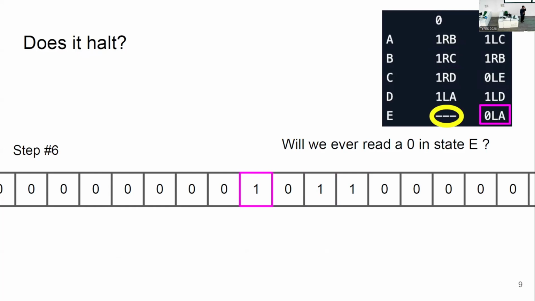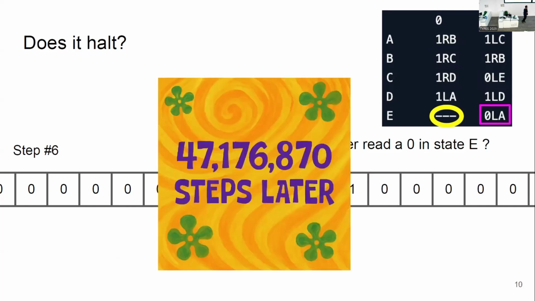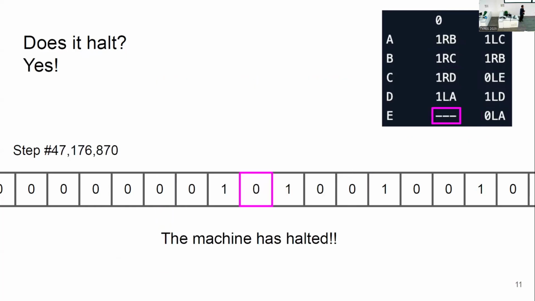But at some point, we can wonder, will we ever enter this undefined operation over there, which would result in the machine halting? Here, it would happen if we ever read the 0 in state E. And here, patience is our friend because 47,176,870 steps later, happy to have said it in the talk, the machine halts.